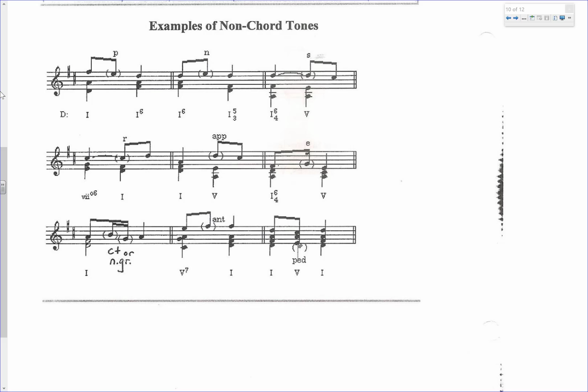Passing, neighbor, suspension, retardation, appoggiatura, escape, neighbor group, cambiata, changing tone, anticipation, pedal.